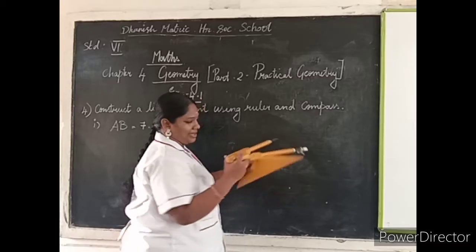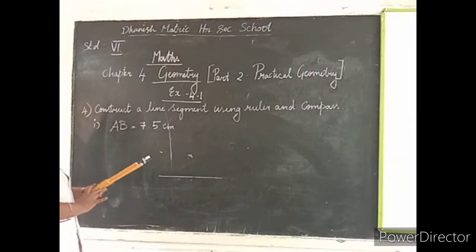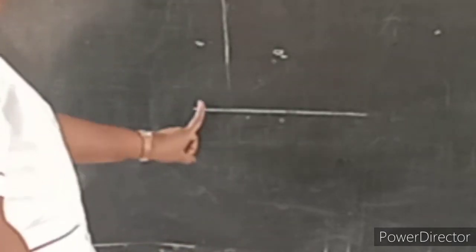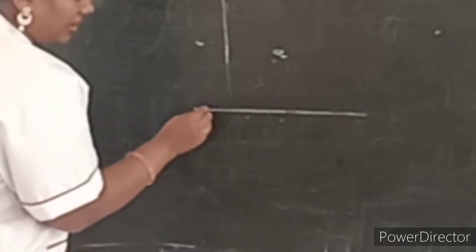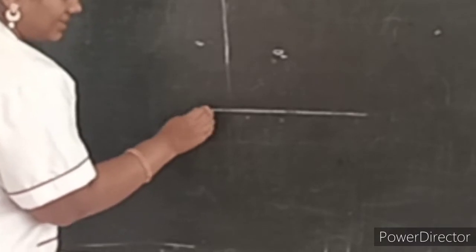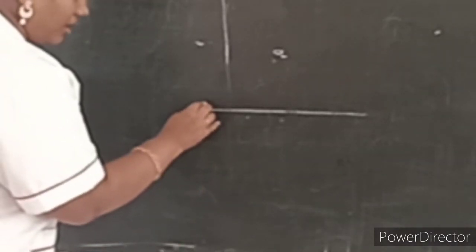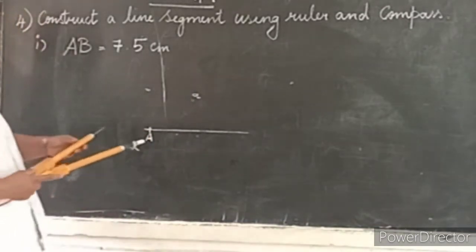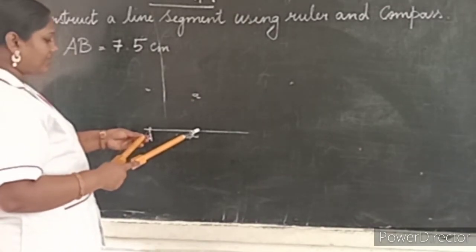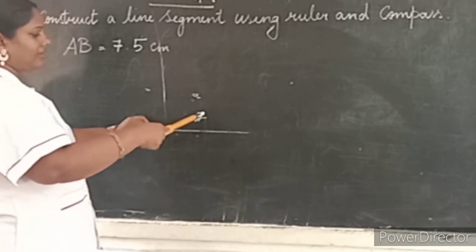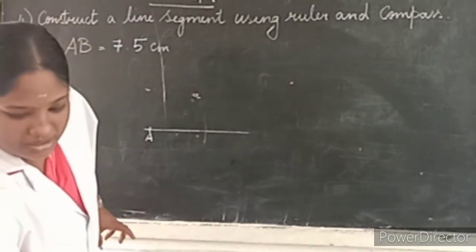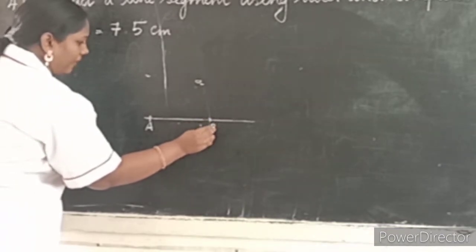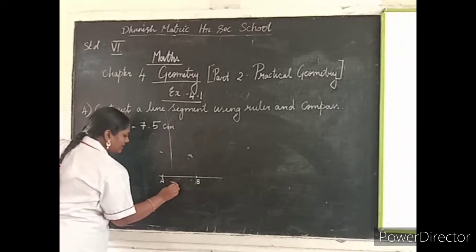So from here I am starting exactly at 7.5. After measuring, using a pencil, keep your finger here and keep a dot. Mark this one as A. You can draw a small line like this and write it as A. From the marked point, you keep the compass pointer and draw an arc. You understand? Where the arc cuts the line, this will be point B. So from A to B, it is 7.5 centimeter.